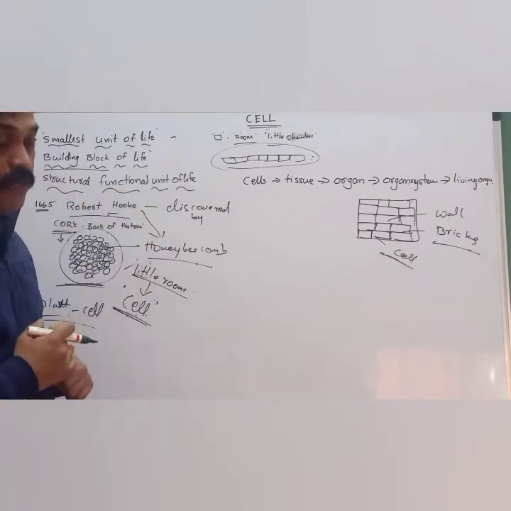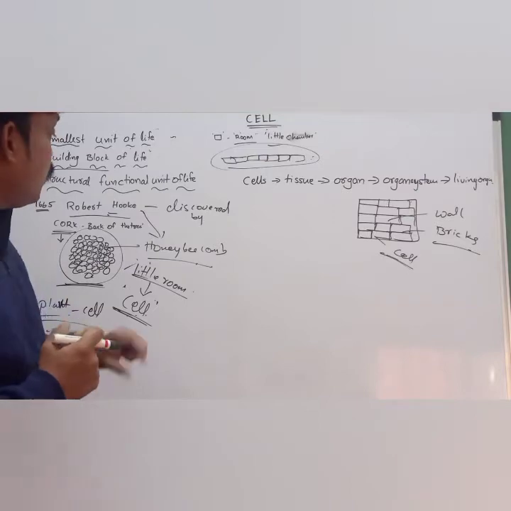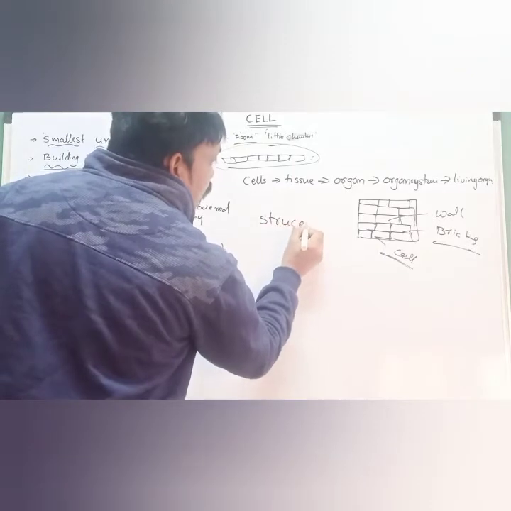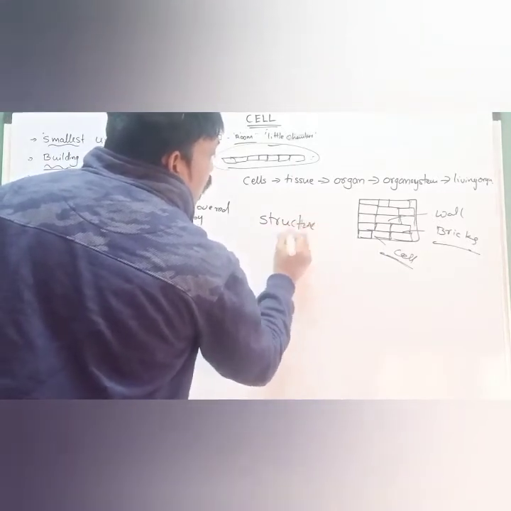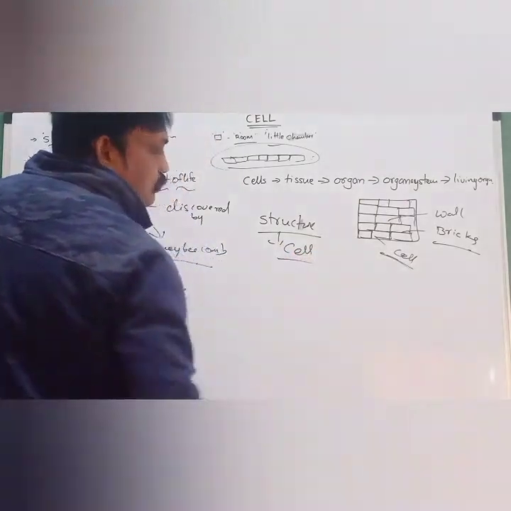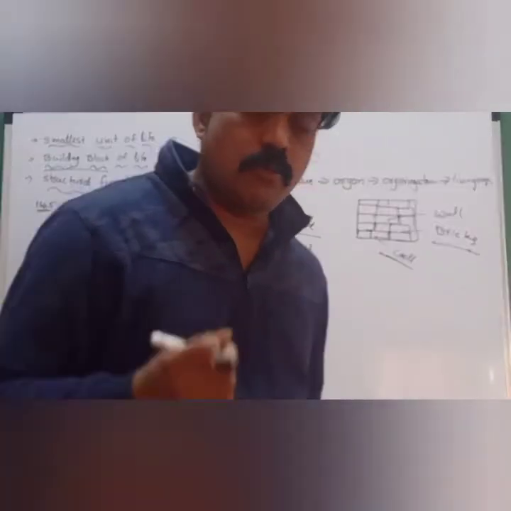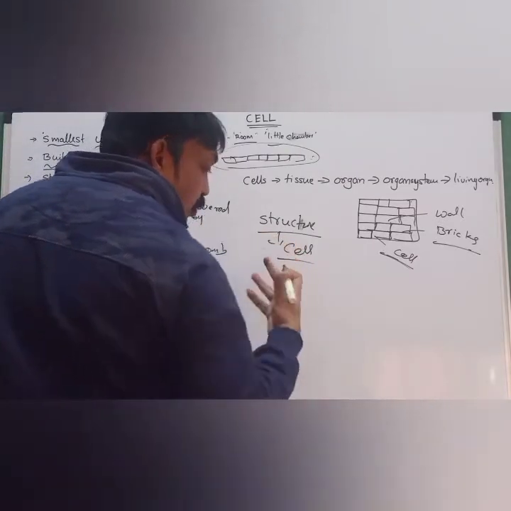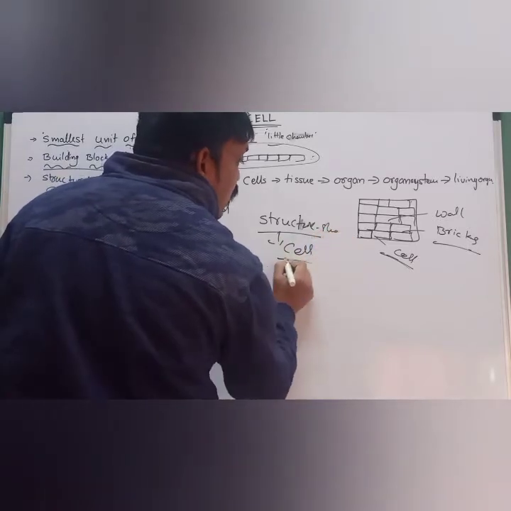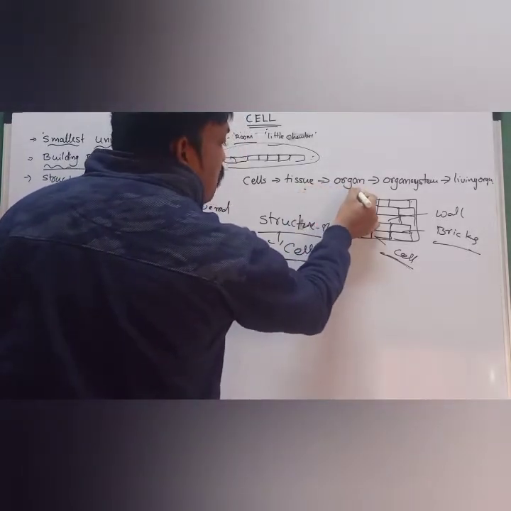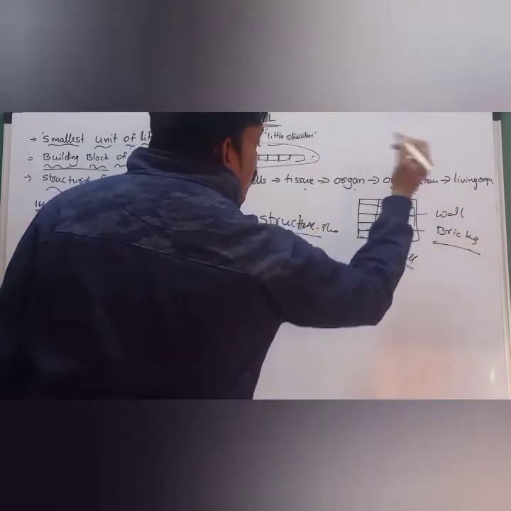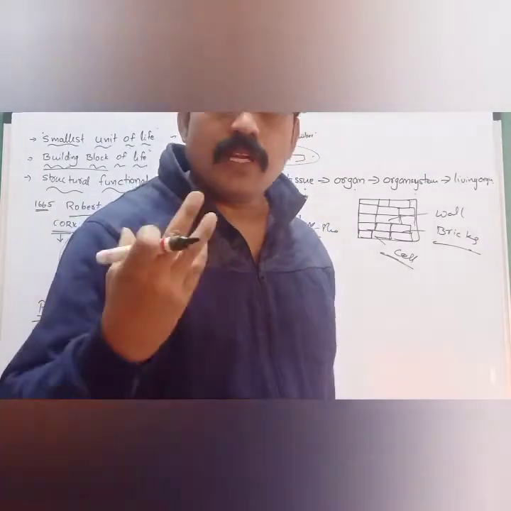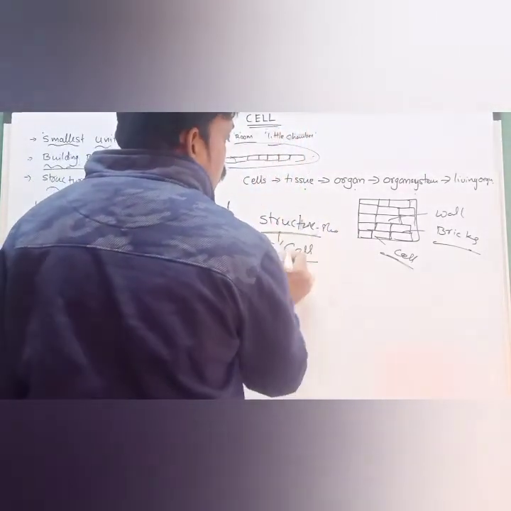And the third point I am telling is the structural and functional unit of life. What is the structural and functional unit of life? That means our body structure. Who gives structure? Already I told you our body is made up of small cells, and we can see them only with a microscope. Structure means the shape of the body. Who gives the shape? Cells combine to form tissues, organs, organ systems and the living organism. That means who gives a particular structure to the body? Cell.